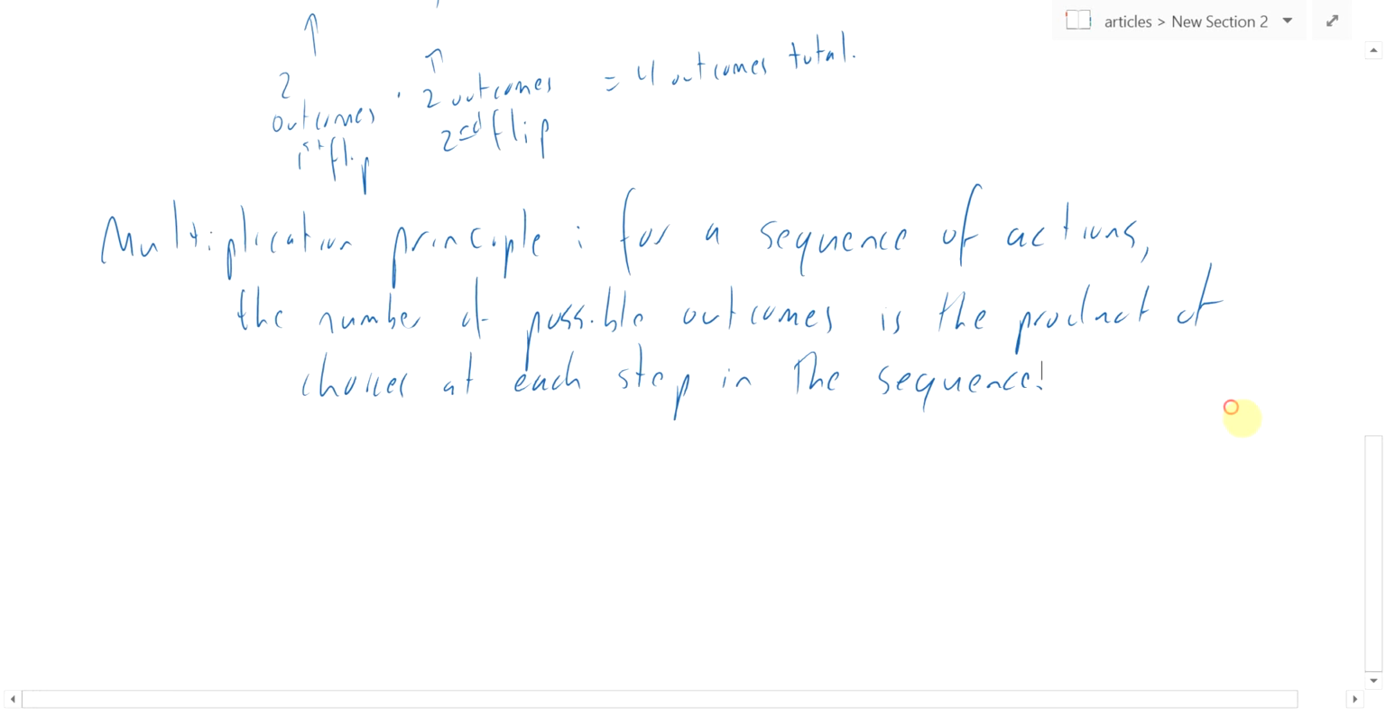So, flip a coin 3 times. So another example. How many outcomes?